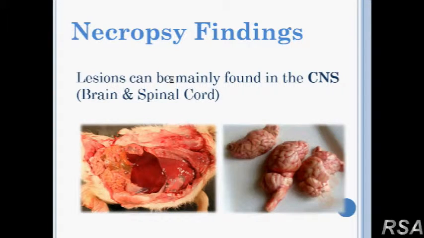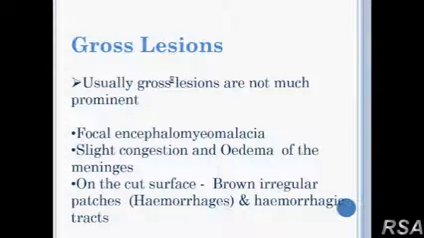Necropsy findings. Lesions can be mainly found in the central nervous system, brain and spinal cord. Gross lesions. Usually gross lesions are not much prominent. Focal encephalomyelitis, slight congestion and edema of the meninges, on the cut surface brown irregular patches, hemorrhages and hemorrhagic tracts can be seen.